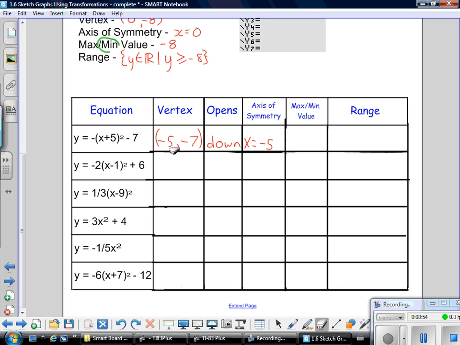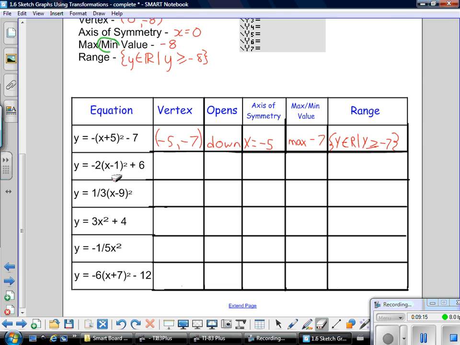Because it opens down, it has a maximum value, and that maximum value is negative 7. And the other thing we know is we have y's in the set of real numbers. Now, because we have a maximum value of negative 7, that means everything has to be less than negative 7.